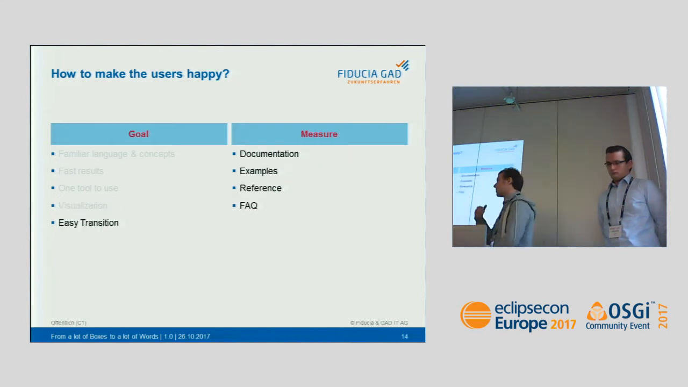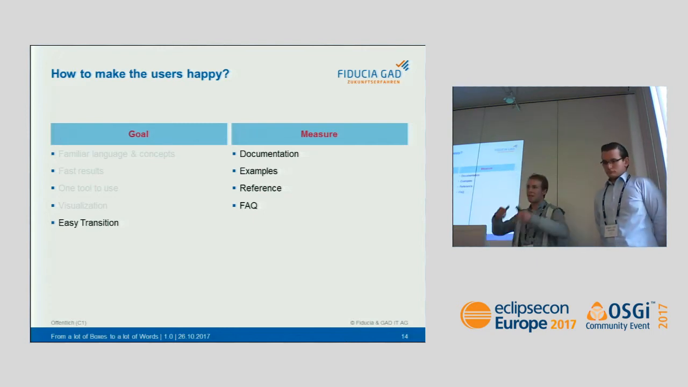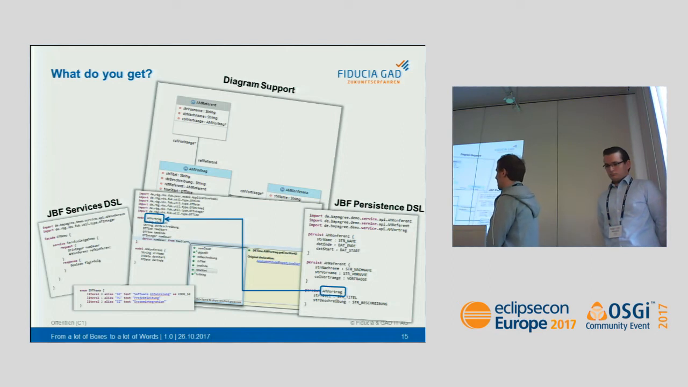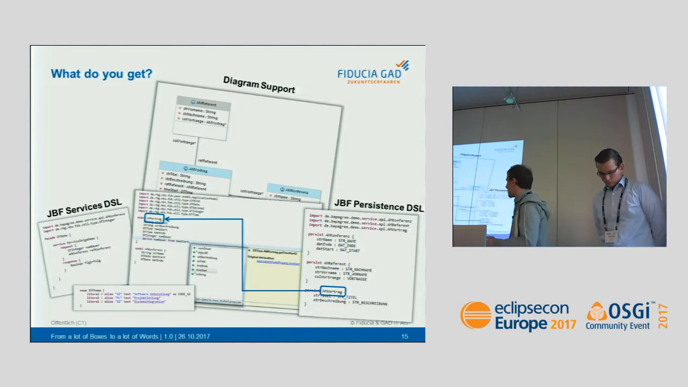We also wanted people to have an easy transition to the new tool, so we provided good documentation, a comprehensive keyword reference, and examples. After they migrate, they have files full of examples because all the existing model contents will be in there, and an ever-growing FAQ. So what do you get? It's not so exciting from a technical standpoint. It's pretty straightforward. You get two DSLs. It's the services DSL, which is about complex data types, services, enumerations, and some other bells and whistles.